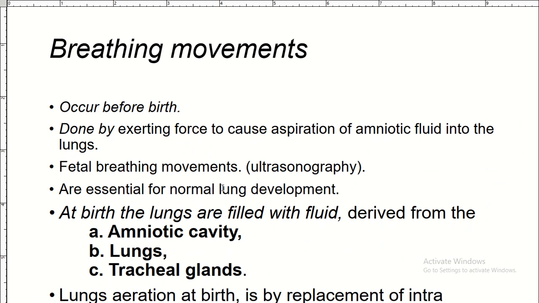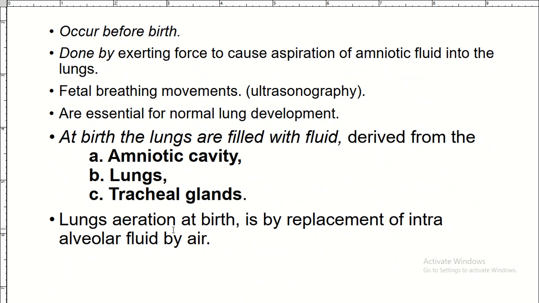So at birth, the lungs are filled with fluid, because before birth, the fetus will be swallowing, or breathing in and breathing out amniotic fluid. So at birth, the lungs will be filled with amniotic fluid, right? And the amniotic fluid will be derived from three sources: the lungs, the tracheal glands, as well as the amniotic cavity, obviously.